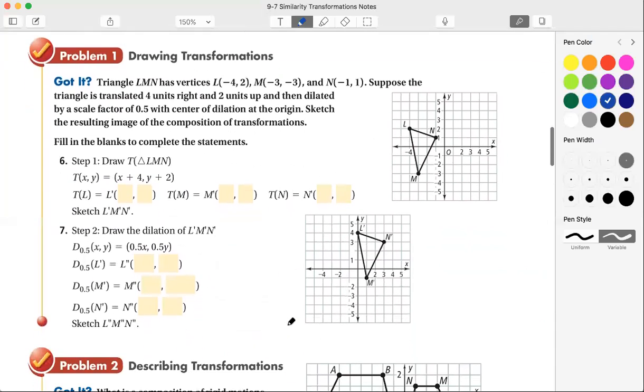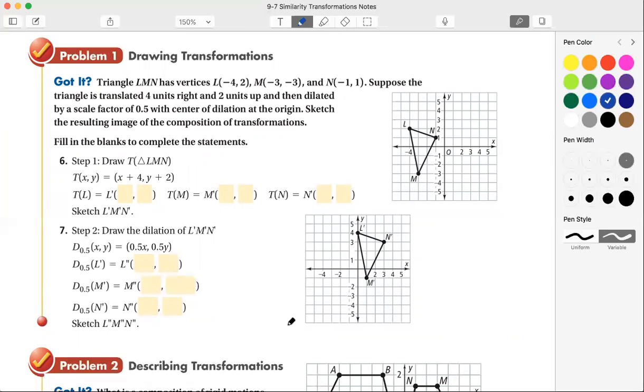All right, so let's try to draw a transformation here. So triangle LMN has vertices of L at -4, 2, M at -3, 3, and N at -1, 1. Suppose the triangle is translated 4 units right and 2 units up and then dilated by a scale factor of 0.5 with the center of dilation at the origin. Sketch the resulting image of the composition of transformations.